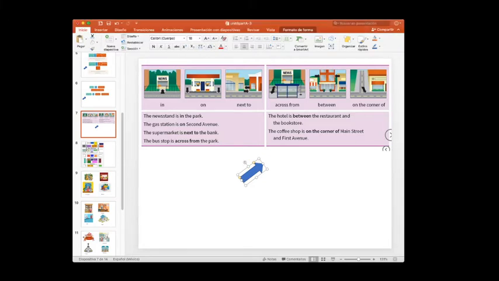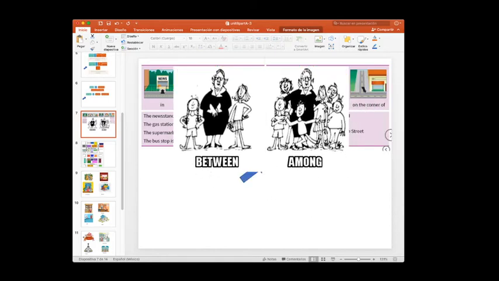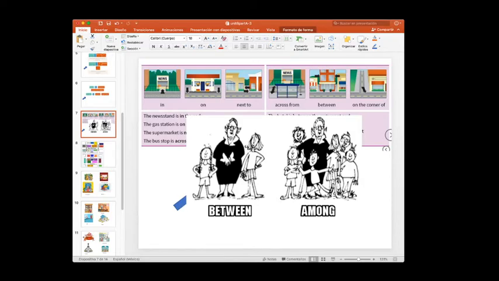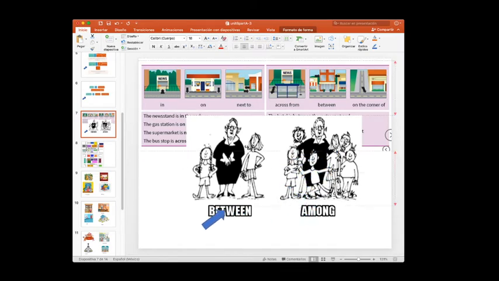For example, this other one, between, is between, or there is between two objects in the first picture, between two girls, two objects, and you are in the middle. Among children, there is more than two objects. Okay, that is the difference between between and among words.